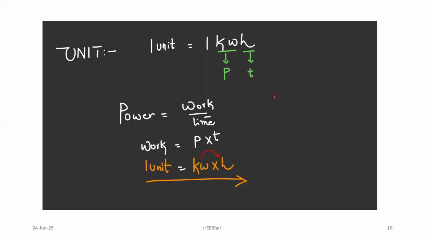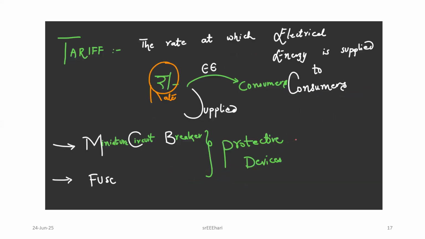Let it be, I have a 1000 watt fan. I can use it for 5 hours. How many units in that sense? 1000 into 5 divided by 1000. We can have how many units here? 5 units. That's the only thing. Multiply those things, and we get this particular unit.